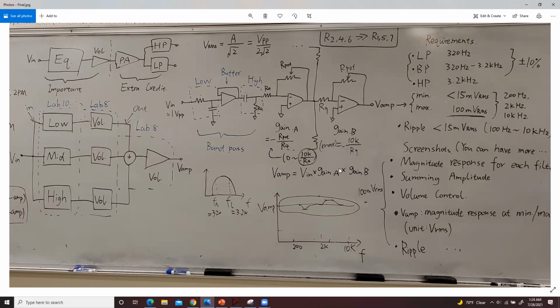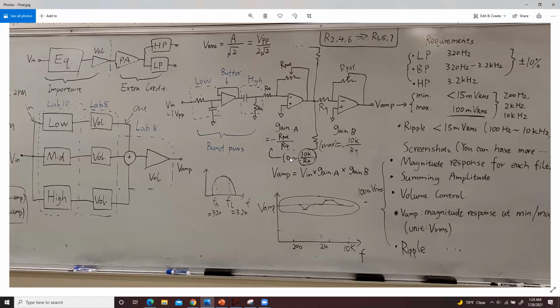Then the gain A is related to the value for our potentiometer and R4. So gain A is equal to our potentiometer divided by R4. If you remember the inverting amplifier equation, this is the equation. Our potentiometer is the variable resistor, so in that case, the gain A has a range, starting from 0 and ending at 10K over R4.